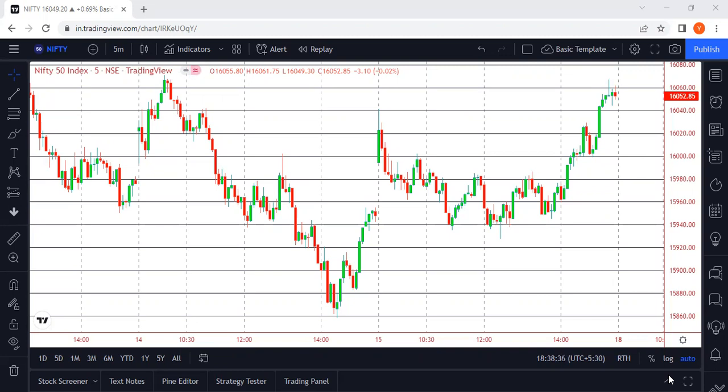All right, so let's start. Now what I have here is a 5-minute chart of Nifty. All right, so this particular video concerns only two different set of indicators. Let me show it to them. This is the TradingView portal. On that I'm going to indicators.